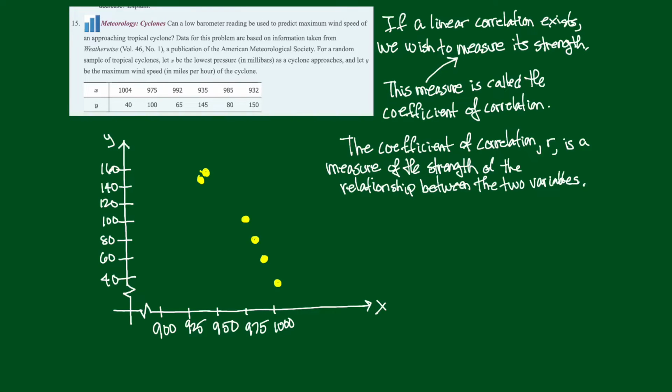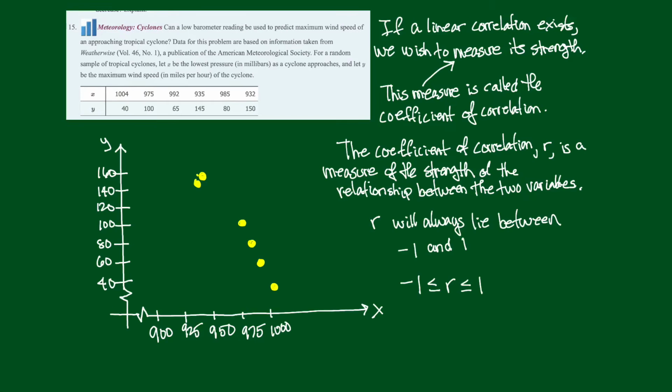So here's our definition. The coefficient of correlation, now we use a lowercase r. Now this is an English letter because it's coming from a sample, right? This is just a sample of values. So the coefficient of correlation r is a measure of the strength of the relationship between the two variables. The value of r will always lie between -1 and 1. So r, the coefficient of correlation, the measure of the strength of the relationship, will always be between -1 and +1.